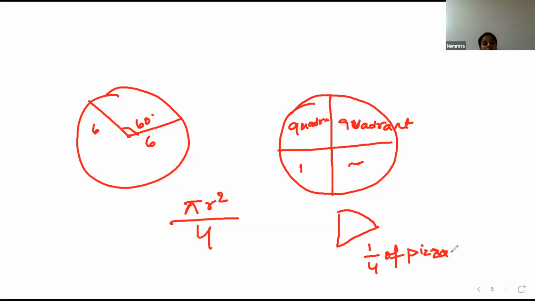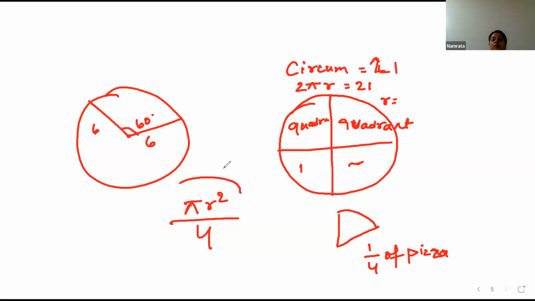Yes, ma'am. And here, what is given in the question? The circumference is given. Suppose circumference is given as 21. Then from here, you will be using the circumference formula. 2 pi r is equals to 21. From here, you will get the r value. Once you get the r value, you can find the area of the circle. And once you get the area of the circle, you can divide it by 4 to get the area of quadrant of a circle, right? Is it clear to both of you? Yes, ma'am. Let's move to the next one.